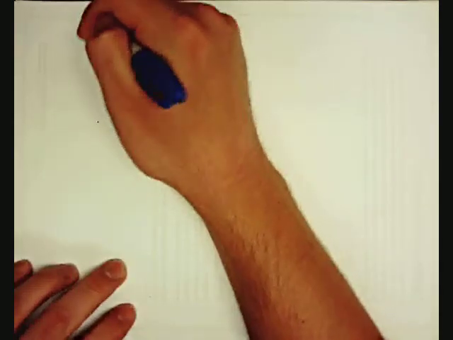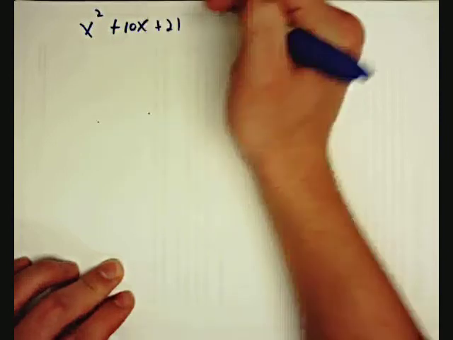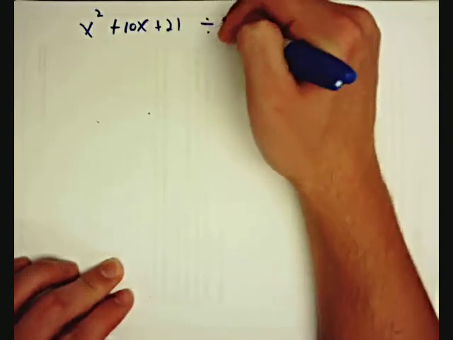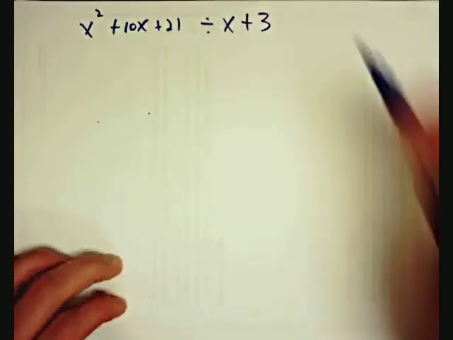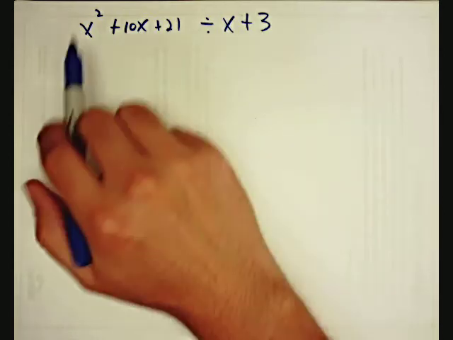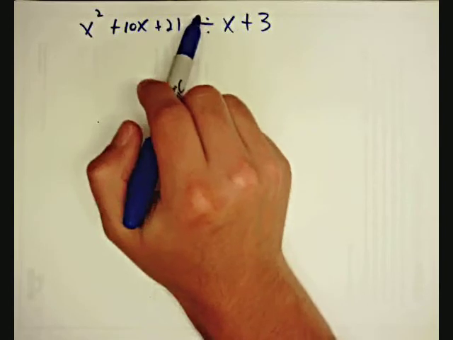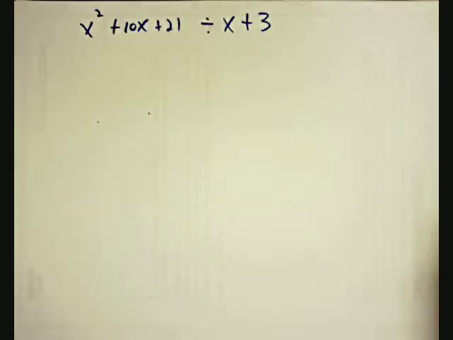So let's go into example 4. We're going to redo x squared plus 10x plus 21 divided by x plus 3. This was example number 1. Okay, so let's see how this works with synthetic division. So first step, arrange your polynomial in descending order. We have that already, x squared, x, no x, and we're not missing any powers of x.